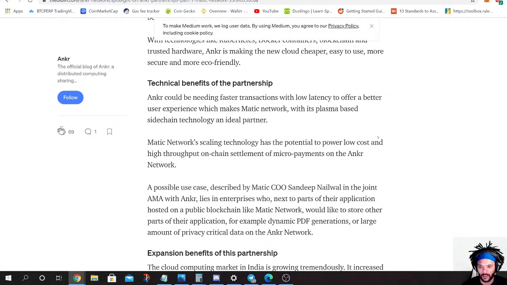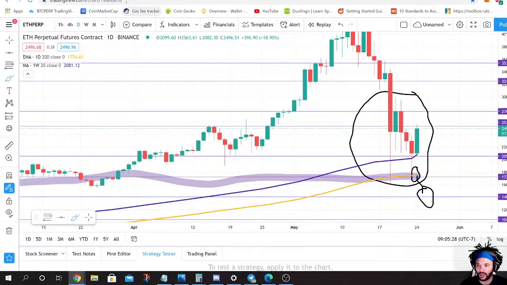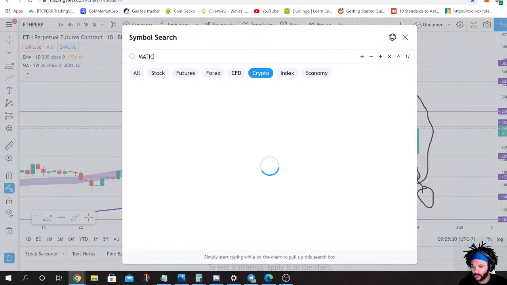Sounds like a pretty good project, right? Technical benefits of the partnership. ANKR could be needing faster transactions with low latency to offer a better user experience, which makes Matic Network with its plasma-based sidechain technology an ideal partner. So ANKR has teamed up with Matic, and if you guys know anything about Matic, it is on an extreme run right now. Well, obviously everything fell pulled back in the market, but Matic has been on a tear, and it's going to continue that way.